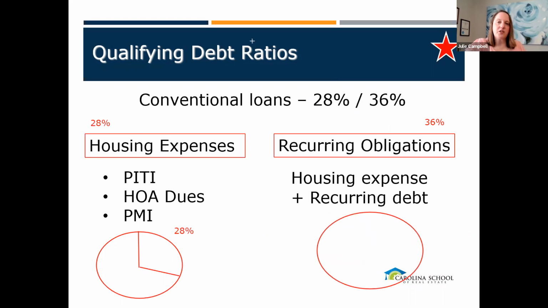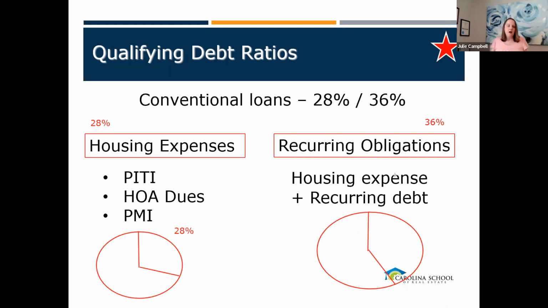Plus, the 36% looks at your recurring debt: monthly credit card payments, monthly car payments, student loans, child support, alimony, medical bills. You know those bills you sit down and write a check for every month? Those are considered your recurring obligations. And in order to qualify, your housing expenses plus your recurring debt cannot exceed 36% of your monthly income.